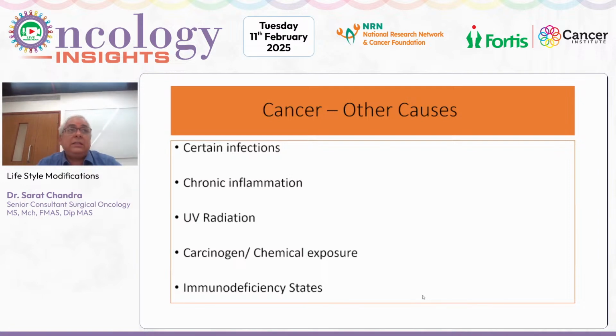So immune deficiency states like acquired immunodeficiency syndrome due to the HIV virus are predisposed to certain cancers like uterine cervical cancer, anal cancers, and lymphomas. These are very common in chronic HIV infected patients. So this will briefly summarize the risk factors and the lifestyle modifications pertaining to cancer.